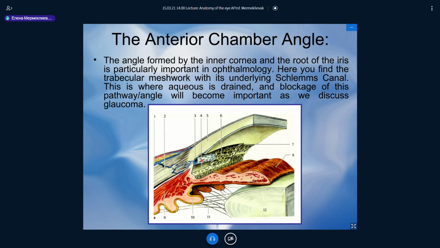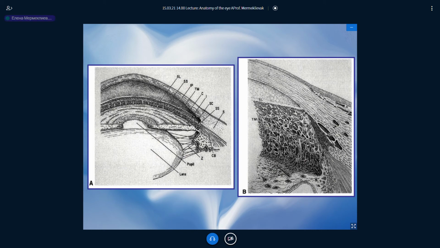Here is situated the trabeculum, and the water goes through the trabeculum into the Schlemm canal, and after that to the collector veins and the episcleral space. It is very important because glaucoma is one of the leading causes of blindness in the world. Again, the trabeculum, the canal, and the episcleral vein.